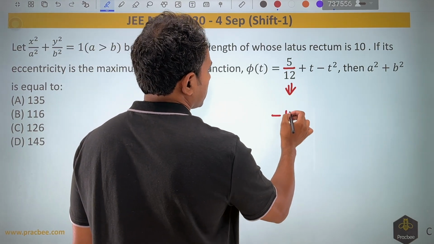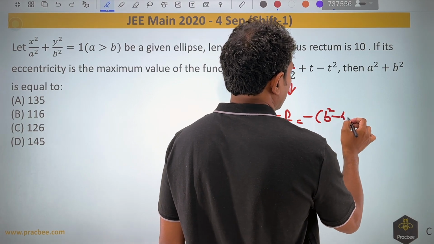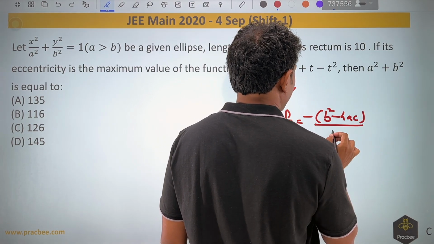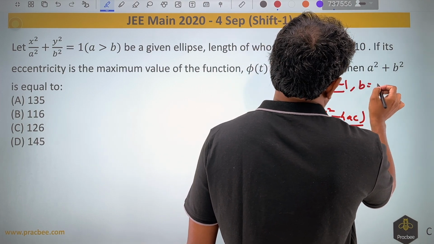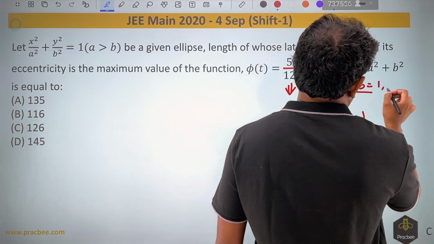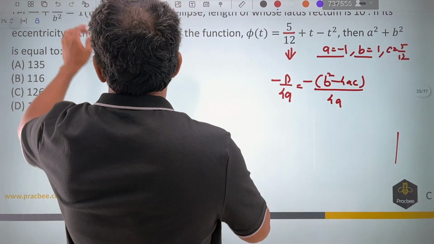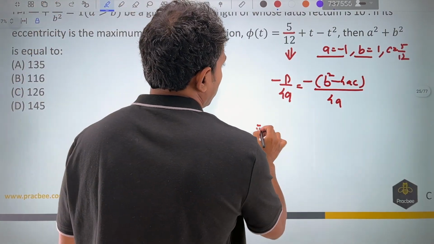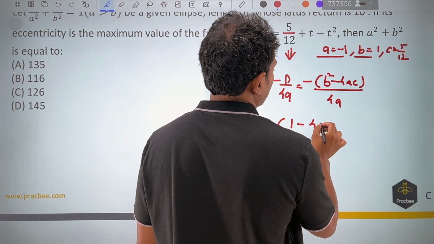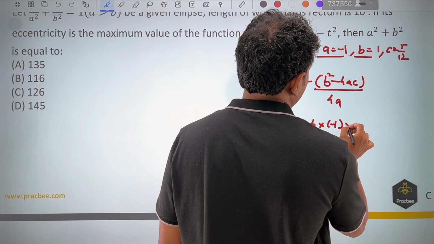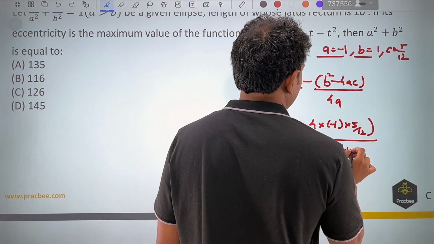The maximum value is minus D by 4a, which is nothing but b square minus 4ac, over 4a. The value of a in this part is minus 1, b is nothing but 1, and c is equal to 5 by 12. Let us substitute these values. If I do so, this becomes 1 minus 4 into minus 1 into 5 by 12, by 4 into minus 1.